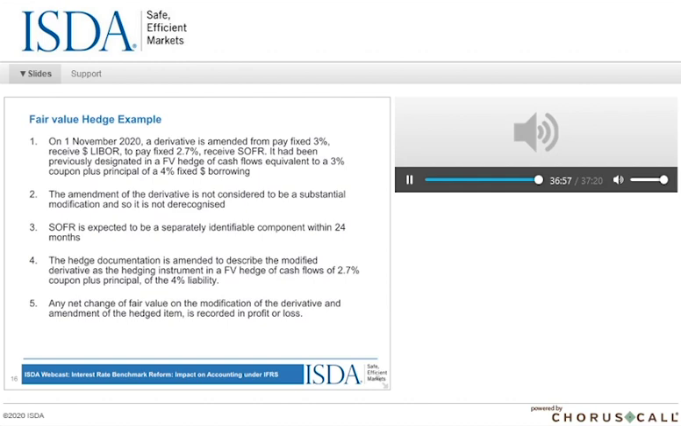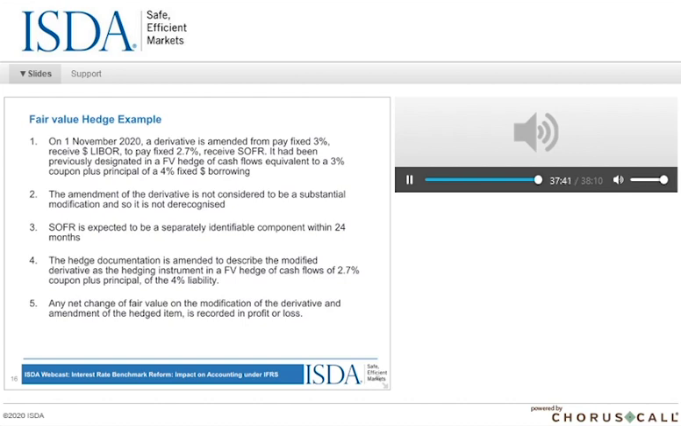It has previously been designated as a hedge of the cash flows for changes in dollar LIBOR, equivalent to the 3% coupon plus the principal on a 4% dollar borrowing, by 4% fixed borrowing. On the 1st of November 2020, the swap is amended to pay fixed 2.7% and receive SOFR. Now, the difference of 30 basis points between the original 3% rate and the 2.7% rate represents the basis difference attributable to the difference in the risk between LIBOR and SOFR as at that date.